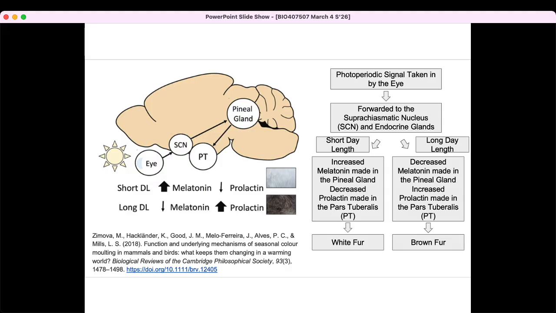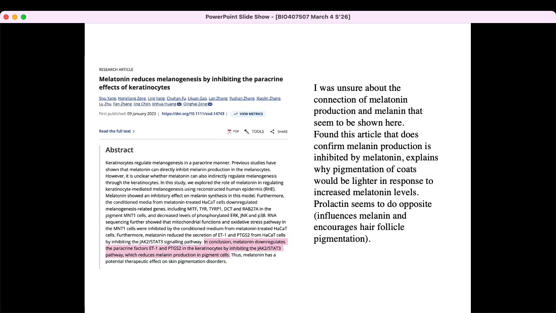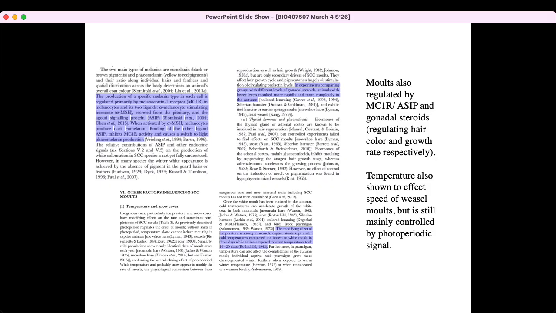And then I'll ask Juliet to explain this a little bit, but what they're looking at is that, and is it kind of represented here? So this, I think this is a singular one too. So this paragraph over here, it says temperature was also shown to affect speed of weasel molts, but it's still mainly controlled by photoperiodic signal. So that's the idea of, this is going to be an issue in a changing environment. So we're having climate change, warmer winters, less snow cover. That leaves these animals very vulnerable. Do they have any backup mechanisms to try to adjust to it?